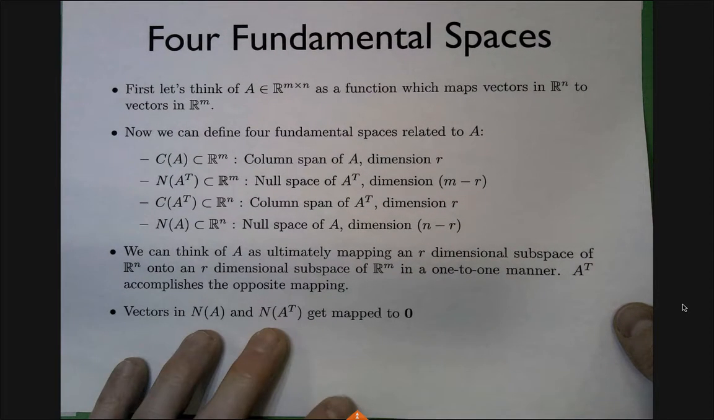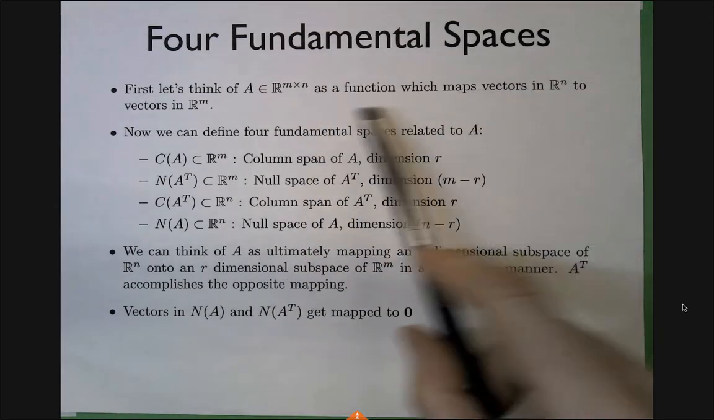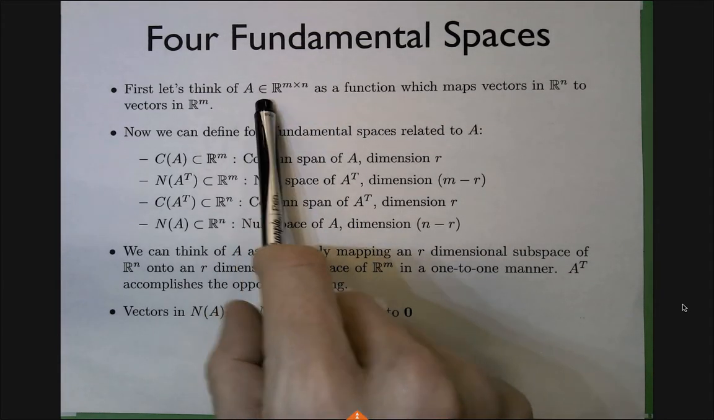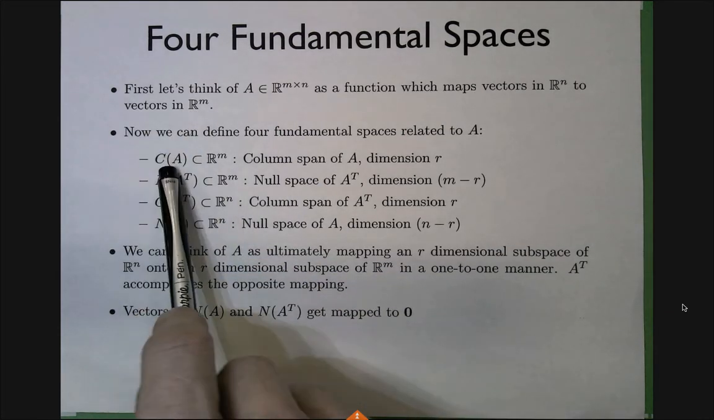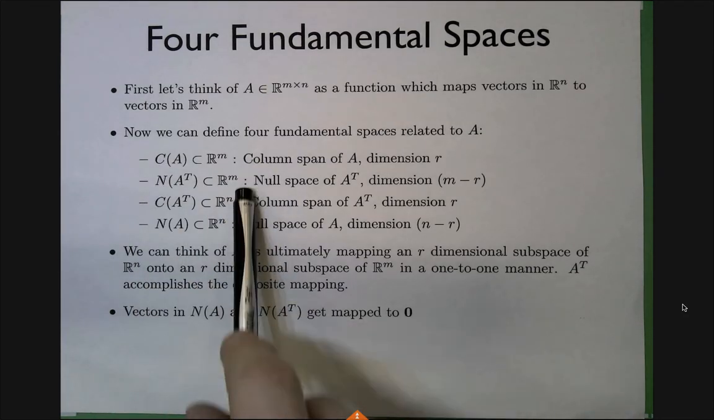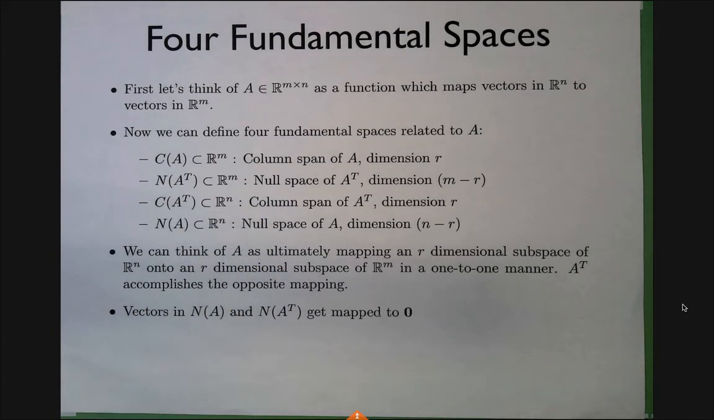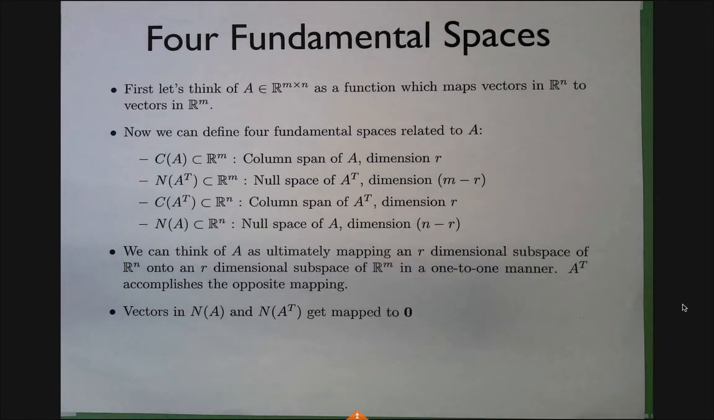So let me summarize the 4 fundamental subspaces here. This is basically a summary of what I described, all these drawings and arrows. Of course the matrix can be interpreted as a function that maps from Rn to Rm, and we have these 4 fundamental subspaces. The first 2 are subspaces of Rm, the other 2 are subspaces of Rn. I already said it many times, so I don't need to repeat, you just read it.